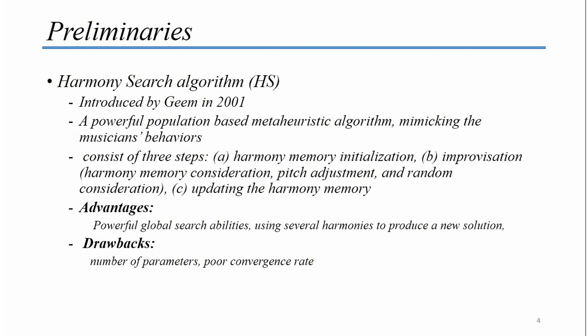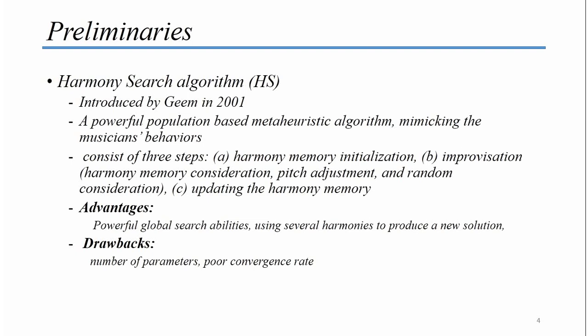In step B, an iterative process is done to enhance the quality of solutions by making new solutions according to 3 operators, namely harmony memory consideration, pitch adjustment, and random consideration. Finally, in step C, the harmony memory would be updated with new harmonies.